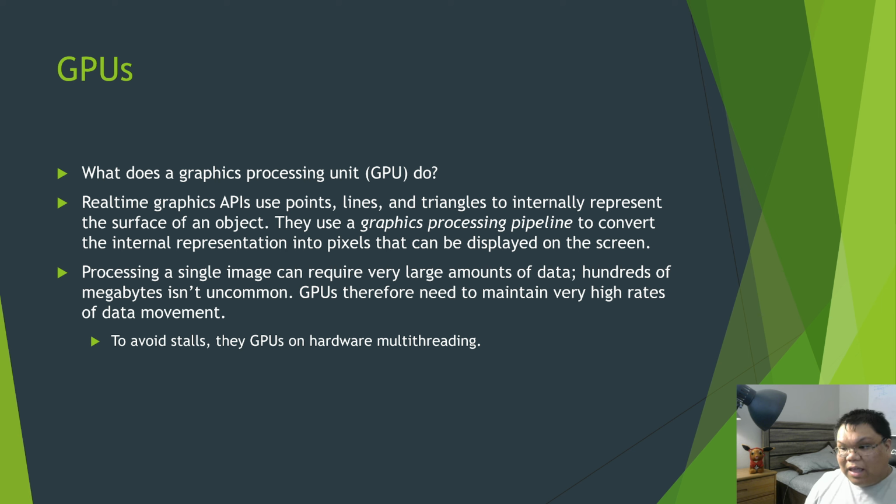Processing a single image can require a very large amount of data, on the order of megabytes. Therefore, GPUs must maintain very high rates of data movement. So my point is, GPUs are an example of parallel processing because we want to draw stuff on the screen very, very fast.